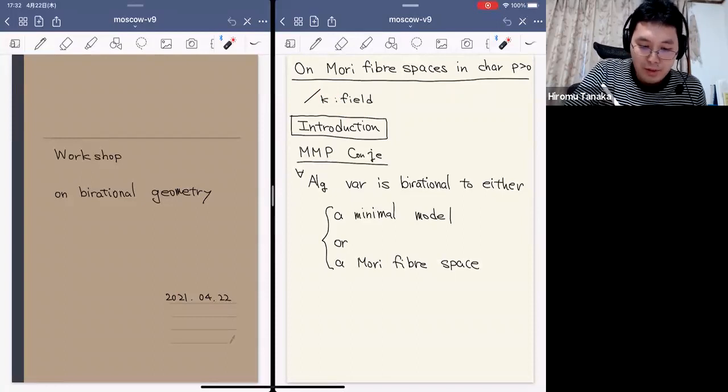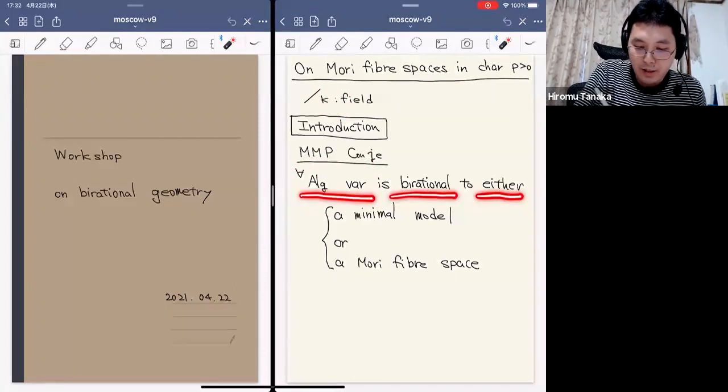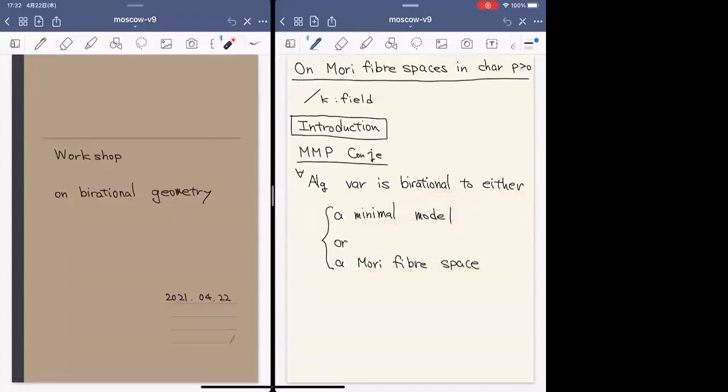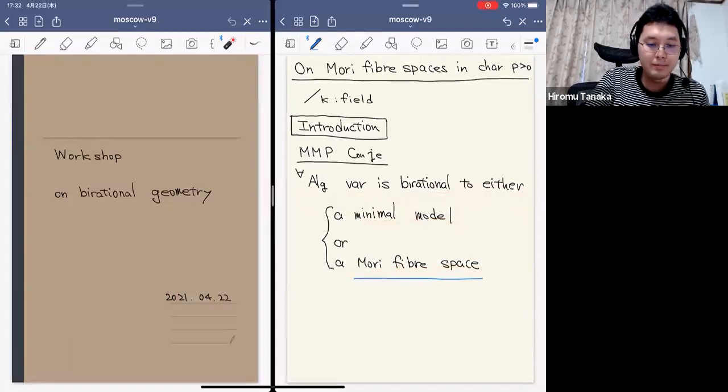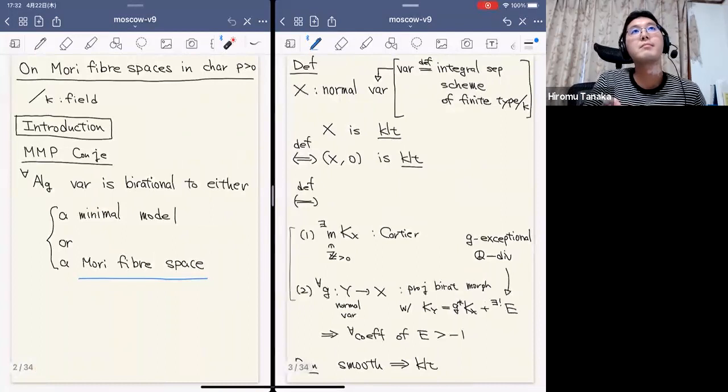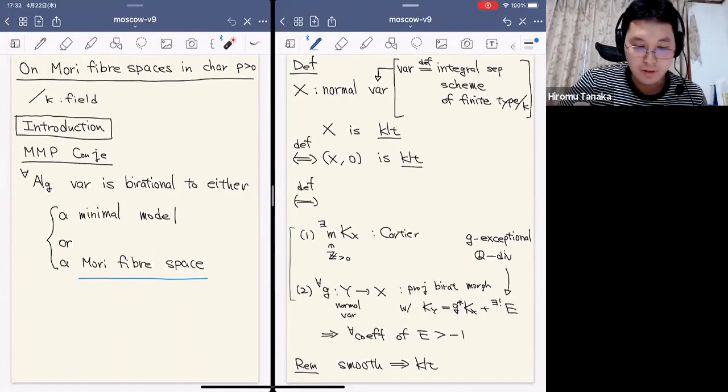So the starting point is the MMP conjecture, which predicts that any algebraic variety is birational to either a minimal model or a modifiable space. And today's topic is modifiable space. So I would like to start by covering the definition of modifiable space. And before that, I need to define KLT singularities. So let us start with the definition of KLT singularities.